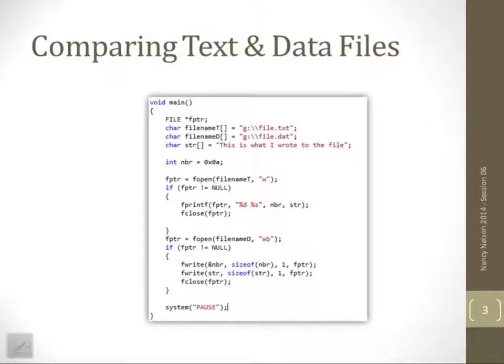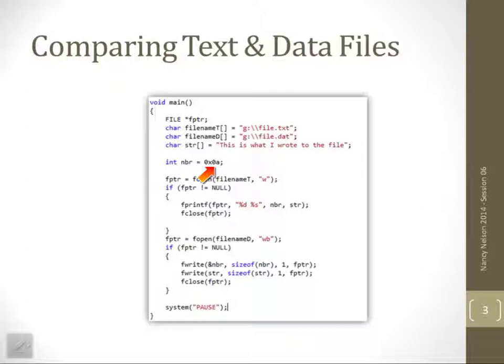So let's take a look at programs that might be used to generate both a text file and a data file. Here we can see we have a file pointer, fptr. We have two file names, one for a text file and one for a data file. The only difference here is the extension. One has a txt extension, the other has a dat extension. And we have a string that we're going to write to both files. We have a hexadecimal value, 0a, that we're also going to write to those files.